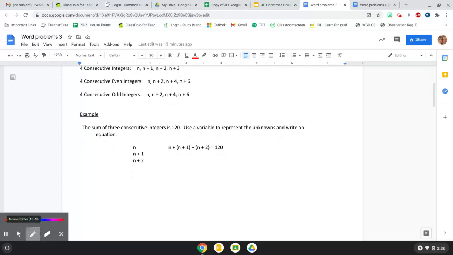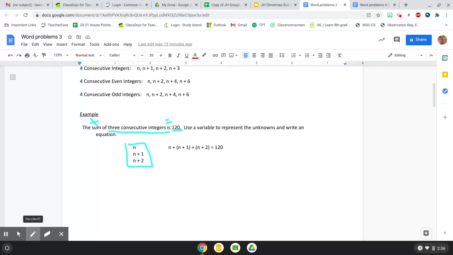All right, so if I want to look at this example, there's something I'm going to add to this. So this is just kind of a part of an example. It says a sum of, and if I were you, just because I like to annotate, I would be making notes to yourself. So like sum I know is plus, of 3 consecutive integers. Okay, so I know it's not even or odd, it's just consecutive. Is I know is an equal sign, 120. It says use a variable to represent the unknowns and write the equation. Okay, so right here, they have represented the unknowns.